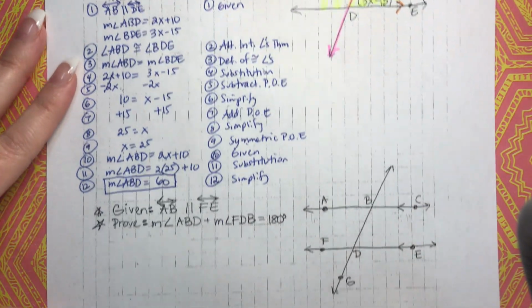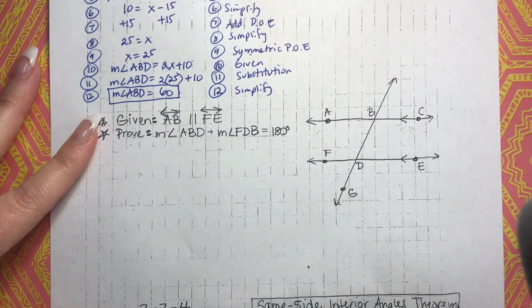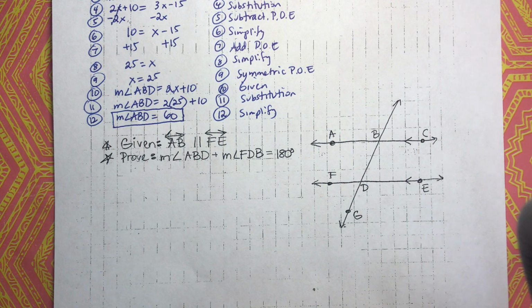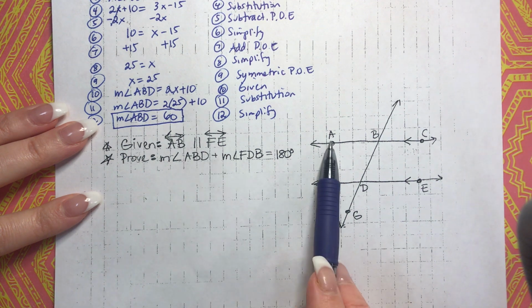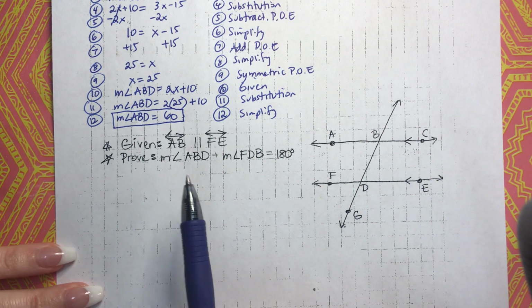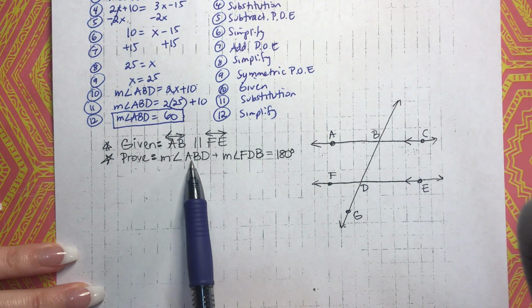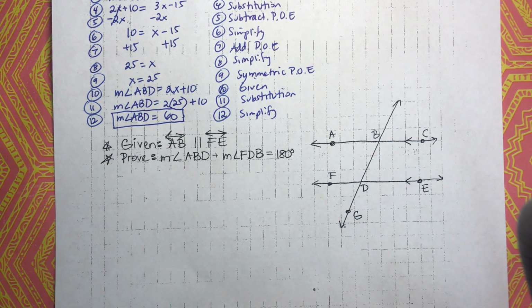Okay, let's move on to, I think, the last problem that we're going to talk about here. We have a proof. We are given that AB is parallel to FE. We have to prove, oh, this one's different, that the measure of ABD plus the measure of FDB is equal to 180 degrees. Interesting. Okay, this one's different.